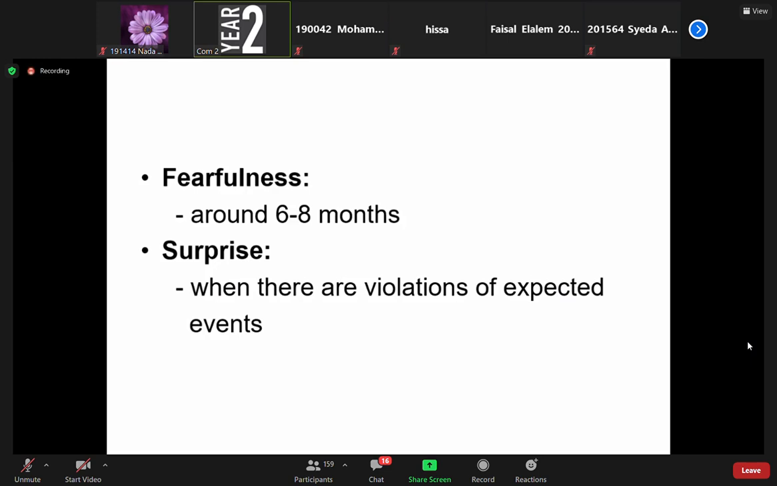Fearfulness is around 6 to 8 months. Okay, so how do you develop fear? How do we become afraid? Let's say babies, generally in the first, second, third month of life, does dark make a difference? Do they understand? As we get older, we start to appreciate things. So you can start to appreciate darkness.